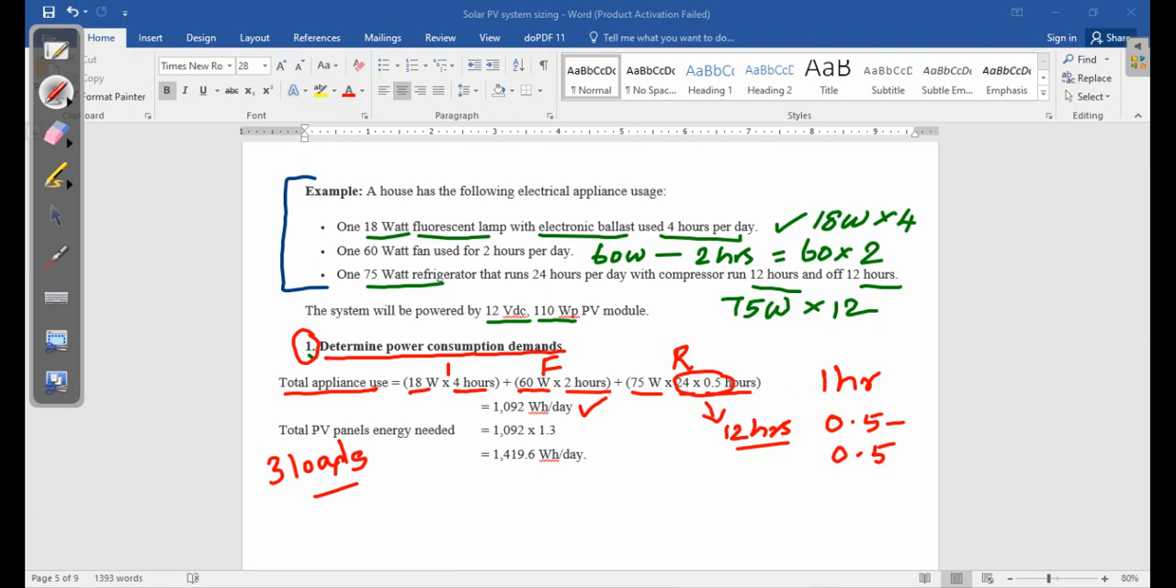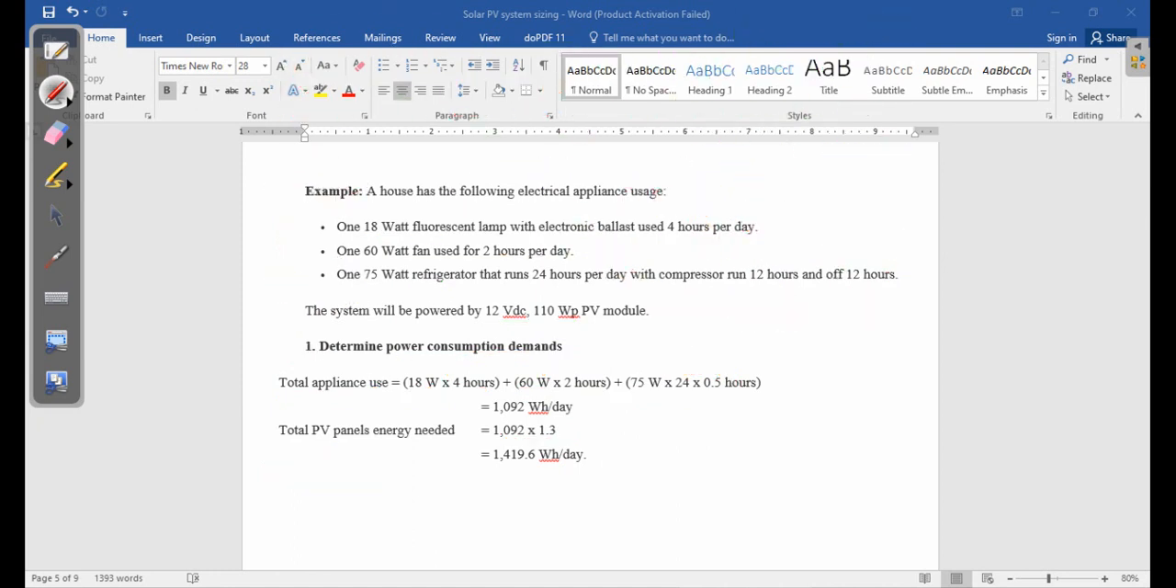So the total PV panel energy we require here is 1092 into 1.3. This is the parameter we are going to use to calculate in the system. What is the meaning of 1.3? 1.3 means there are energy losses that will happen in the system. So we multiply with a constant multiplication factor of 1.3. It indicates the energy lost in the system.